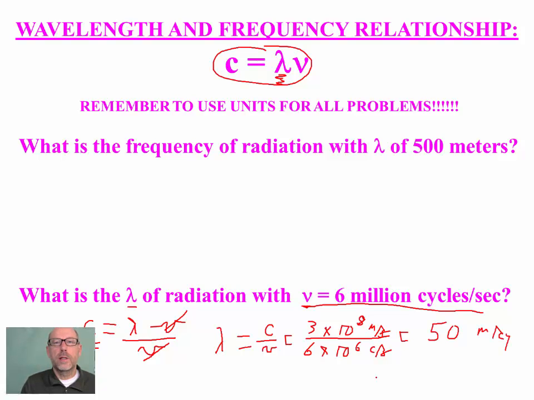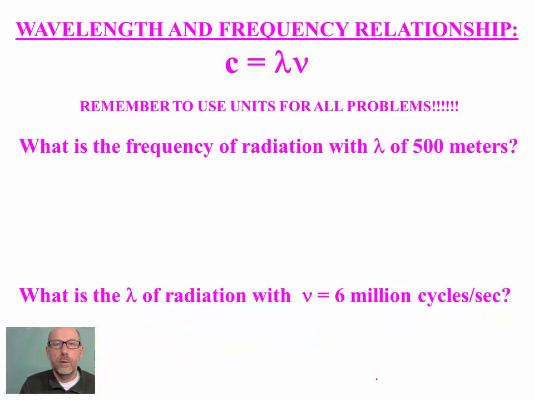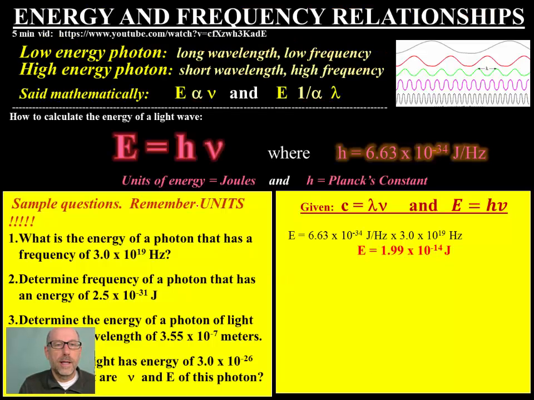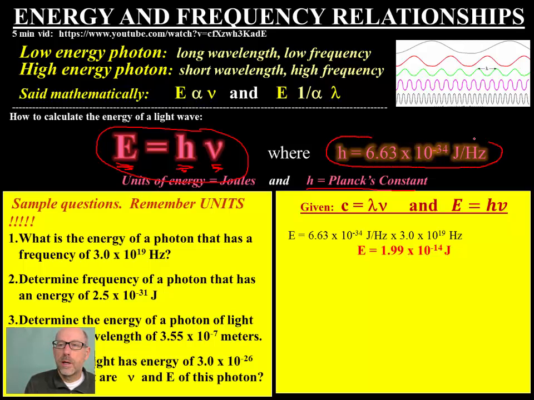Today we worked with this equation, c equals lambda times nu. I just want to show you what the next topic is going to be. The next thing that we'll be doing is we'll be taking a look at the energy of waves, and we're going to give that the symbol of E. And to calculate the energy of a wave of light, we're going to use this equation, which also involves nu, which you're familiar with. That's the frequency, cycles per second or hertz, and then a unit which is called Planck's constant, which is given the letter h, and h is always this number on the right, 6.63 times 10 to the negative 34th joules per hertz.